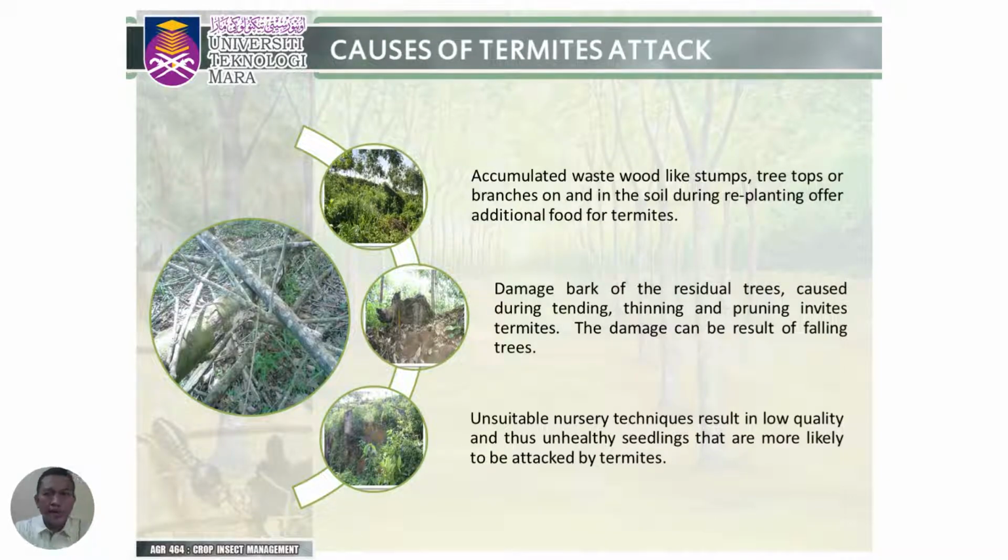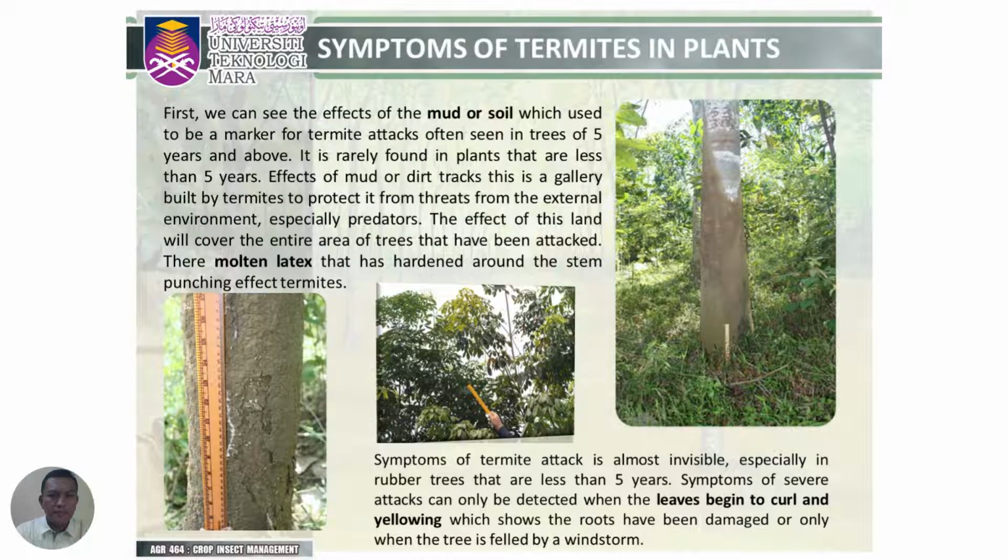Causes of termite attack. Firstly, we need to identify the causes of termite attack. The first one is accumulated waste like stumps, tree tops, or branches left in the soil during replanting, which provide food for termites. Second, damaged bark of the residual trees caused during tending, thinning, and pruning, which is attacked by termites. The damage can be the result of fallen trees. And third, unsuitable nursery techniques result in low quality and thus unhealthy seedlings that are more likely to be attacked by termites.